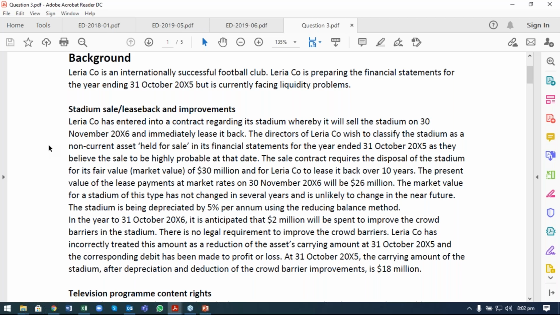The fourth criteria is, if the management is committed to the sale, then the price should be charged based on the market value, a reasonable price. So it's always charged by the management. So this is also meeting the criteria of IFRS 5.